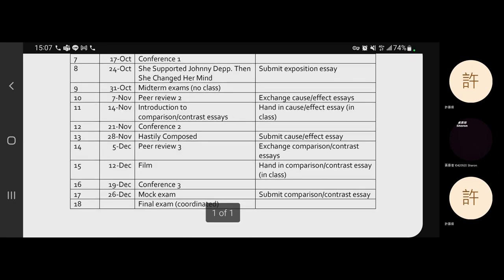Same for the third unit, comparison contrast. Week 11, introduce the unit. Week 13 is the example essay. Week 14, peer review. Week 15, you hand in the essay to me.